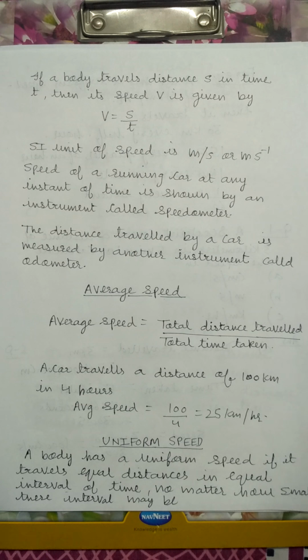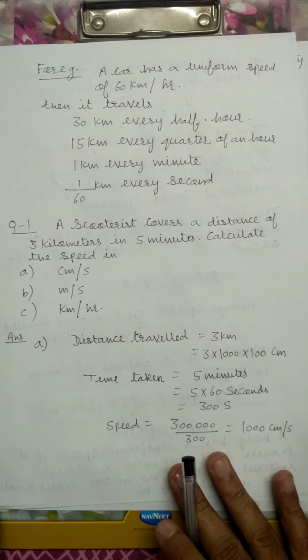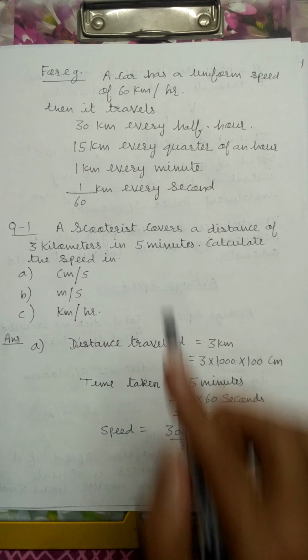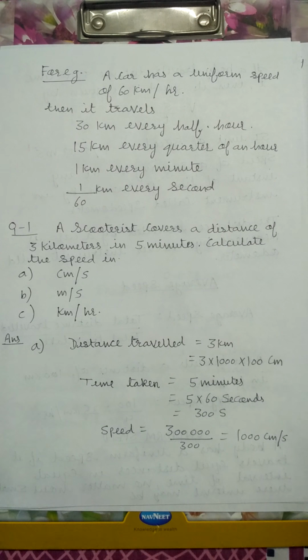Next topic is uniform speed. A body has a uniform speed if it travels equal distances in equal intervals of time, no matter how small these intervals may be. Now let us understand this term, no matter how small these intervals may be. Now suppose a car is moving at a speed of 60 km per hour. So 60 km per hour means that every hour the distance covered by the car is 60 kilometers.